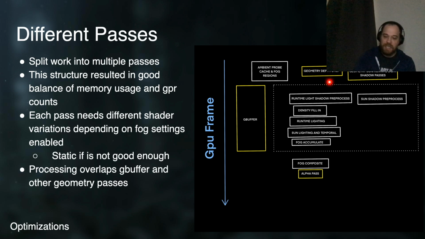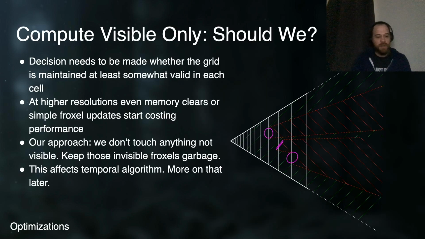That's not great, but that's what we had to deal with. So, different passes. This is how we structured everything. We do all the processing along the G-buffer after the depth pass is done. And we would do compositing, and then we do the alpha pass, and that would look up the 3D texture. Computing visible only: we need to actually make a decision whether or not we're going to compute Froxels behind geometry, because if you actually do that, you're saving yourself a lot of headache. So our approach was to not do anything behind the geometry. So how do we go about that?